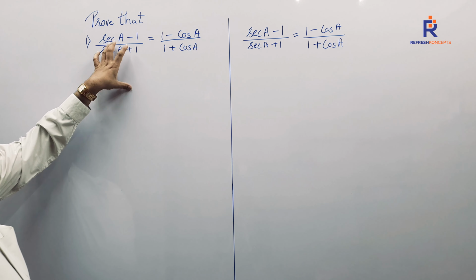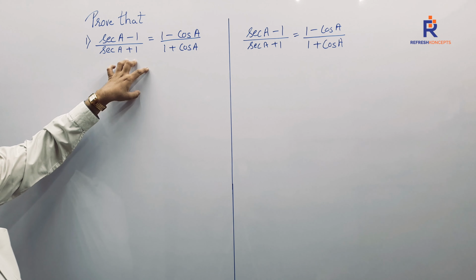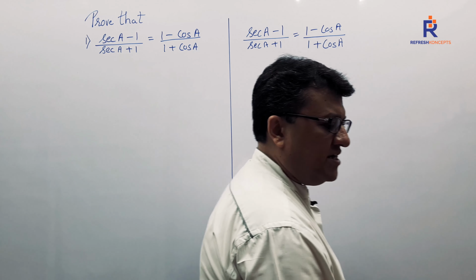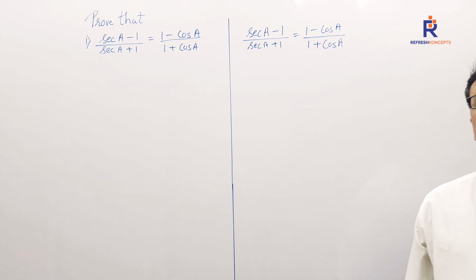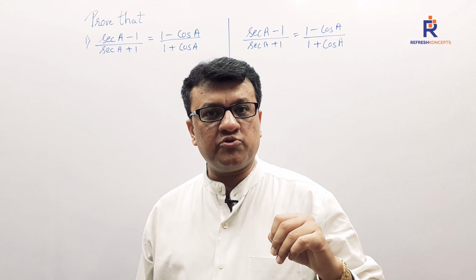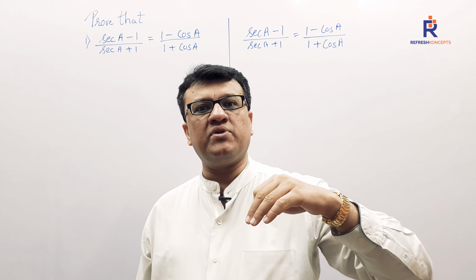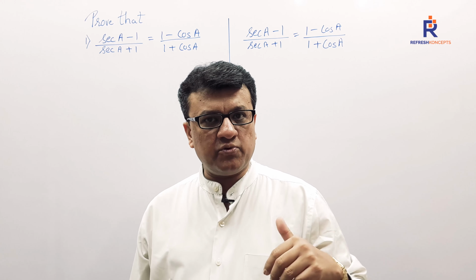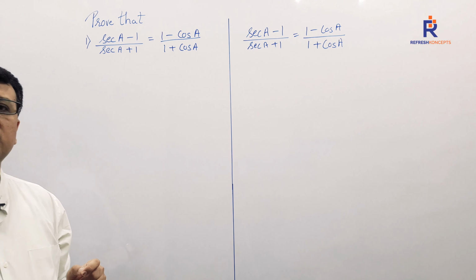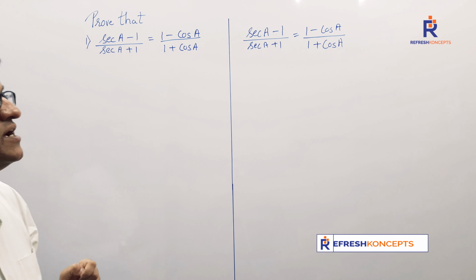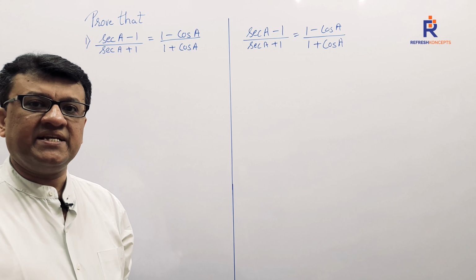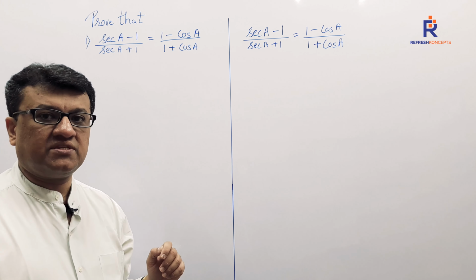It says sec A minus 1 upon sec A plus 1 is 1 minus cos A upon 1 plus cos A. Now children, in my previous slide, we discussed the relations, the trigonometrical identities. I hope you remember all the three basic trigonometrical identities which we converted into 9. Those who haven't, refresh your concept once again. We are supposed to make use of all those relations and identities to prove these kinds of sums.